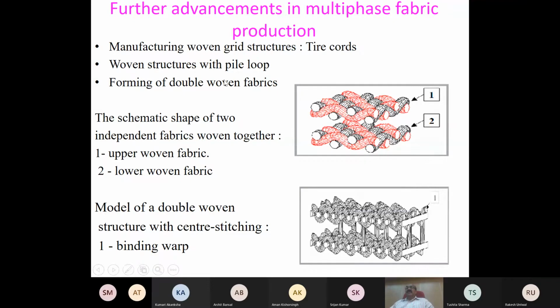So this technology is used to manufacture grid structures, tire cords, woven structures with pile loops, and some double fabric. You can see the diagram of a double fabric here.